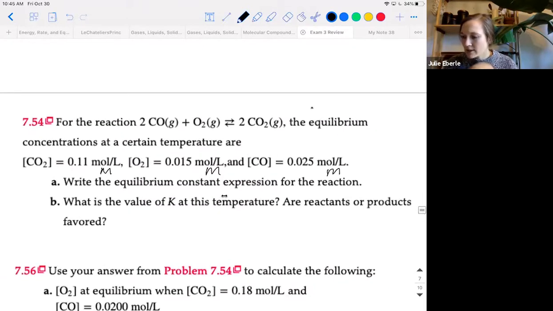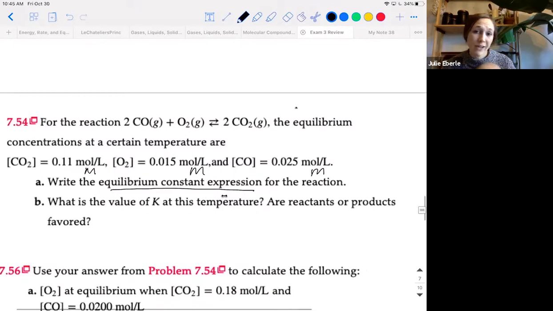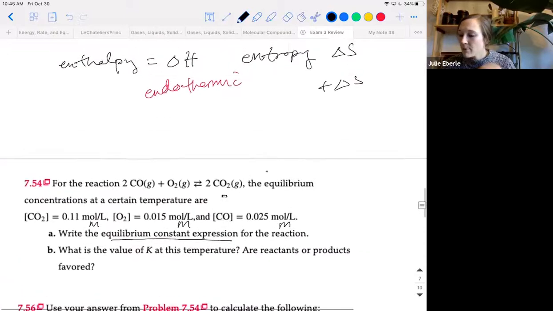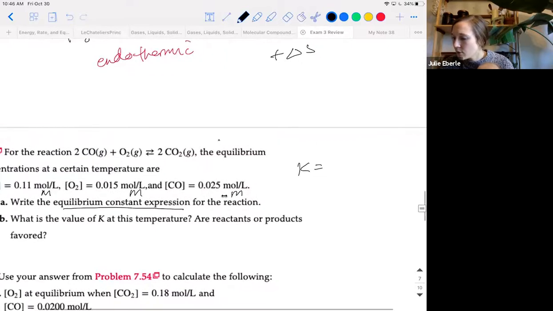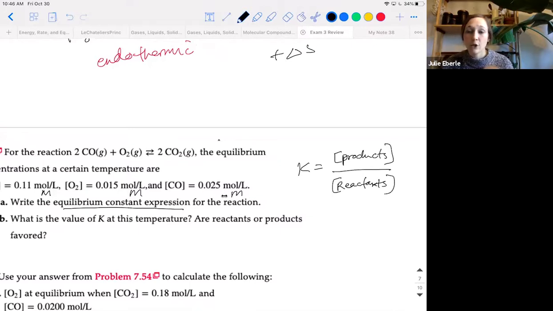Write the equilibrium constant expression. Okay, what does that mean? Equilibrium constant. What is it asking you to do? It's saying write the equation for K. Remember, little refresher here, K equals what? It equals concentration of products raised to the power of their coefficient over concentration of reactants, raised to the power of their coefficient. If you have more than one product, you would multiply all that on the top. If you have more than one reactant, you'll multiply all that on the bottom.